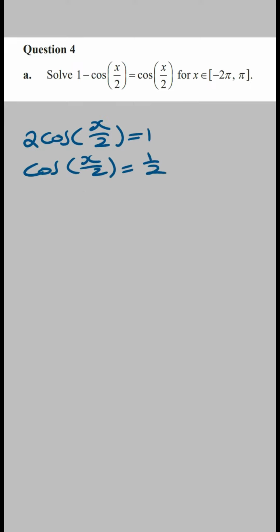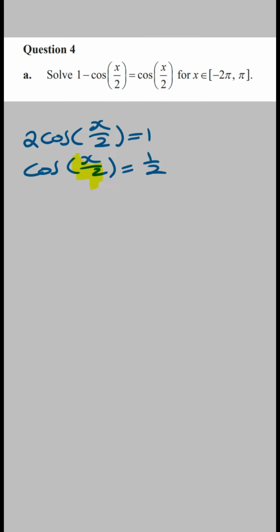And so rearranging this, we're going to get 2 times cos of x on 2 is going to equal 1. Dividing both sides by 2, we're going to get cos of x on 2 is equal to 1 on 2. Now notice that the coefficient of the x term inside the brackets is not 1, it's equal to 1 on 2. And so what we need to do is change our domain.